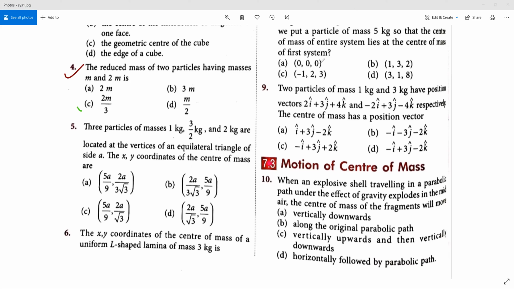Got this one? So next we shall move to the fifth one. Three particles of mass 1 kg, 3 by 2 kg and 2 kg are located at the vertices of an equilateral triangle.